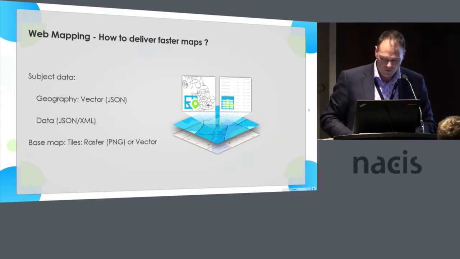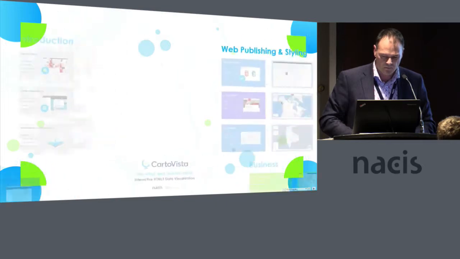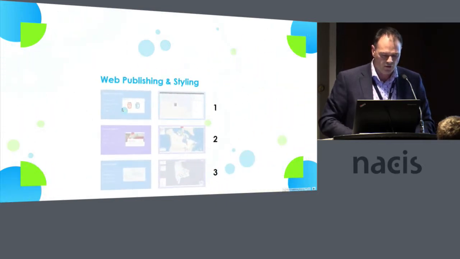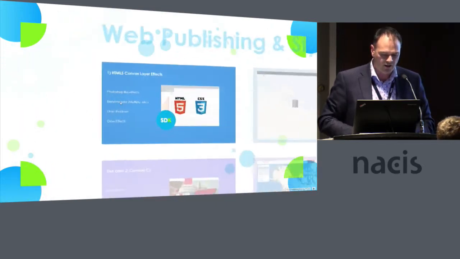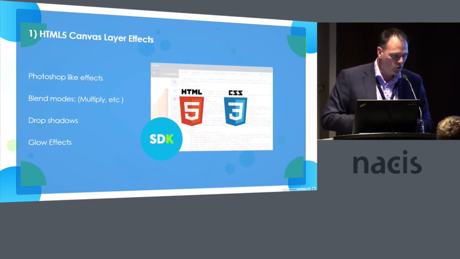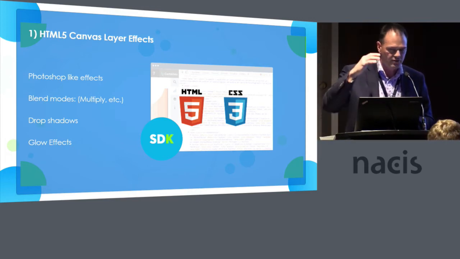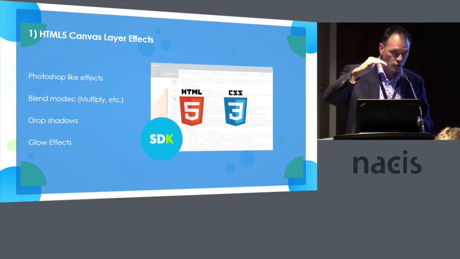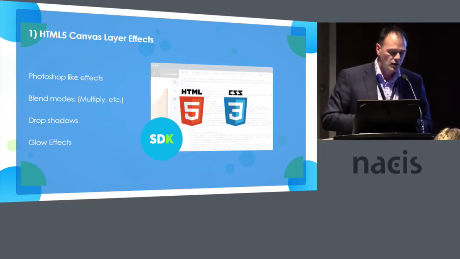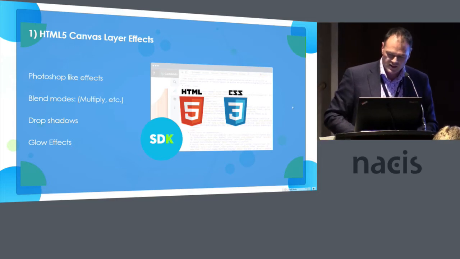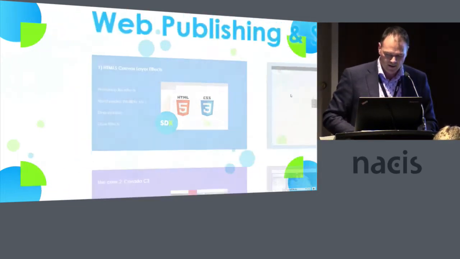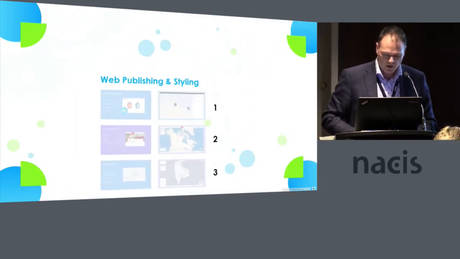So let's go through some examples and maybe some of the things we can do with web publishing and styling in HTML5. I'm sure a lot of you are working with Photoshop or graphic programs, very popular. Well, with HTML5, we can do pretty cool things. We could have different layers. We can play with blend modes so that we see through the layers. We could play with drop shadows, glow effects, and things like that. So let's take a look at a real example that does that. So here we go.